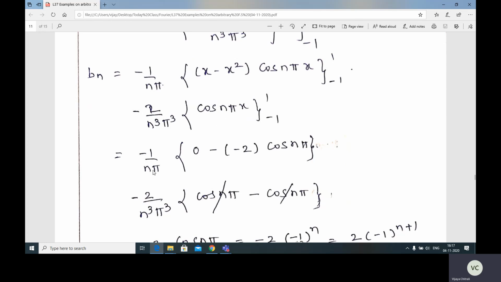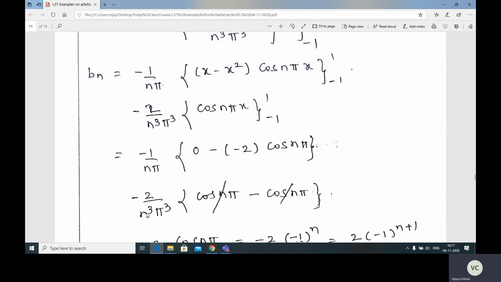So minus 1 upon n pi, in place of x substitute 1. 1 minus 1 square, 1 square is 1, 1 minus 1 is 0. 0 into something is 0. Minus, in place of x substitute minus 1. Minus 1 minus (minus 1) raised to 2. Minus 1 raised to 2 is minus 1. Minus 1 minus 1 is minus 2 cos n pi. Right? Because cos of minus theta is cos theta.